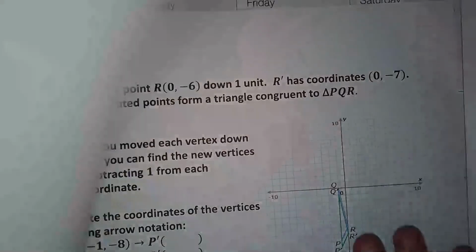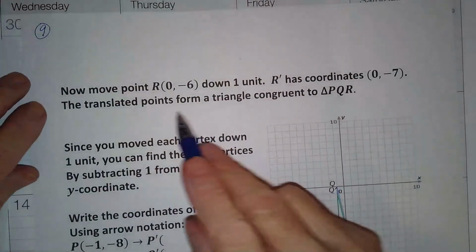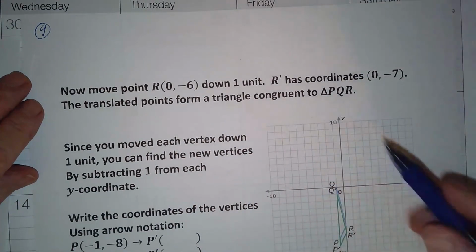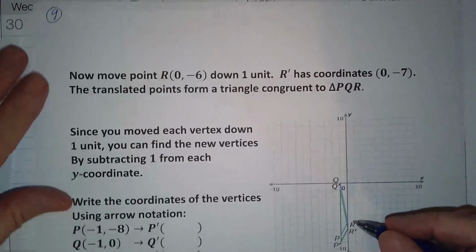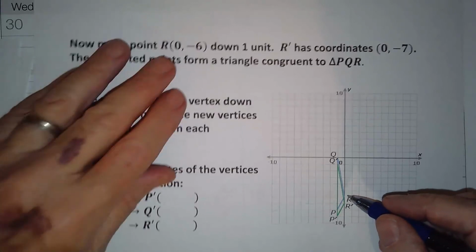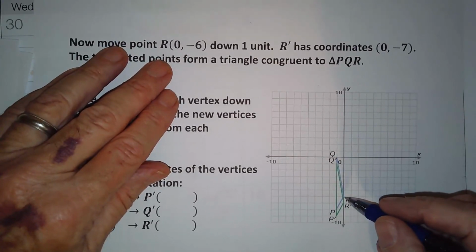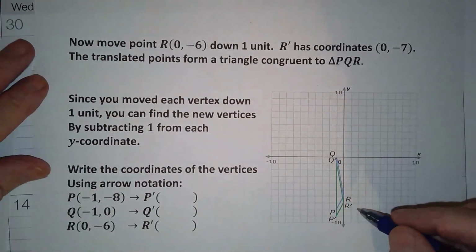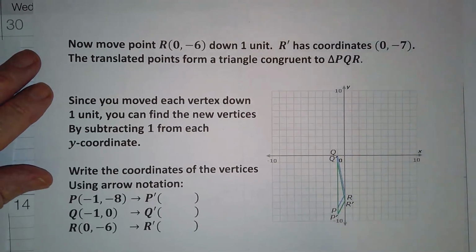And now you're going to move point R, which is at 0, negative 6, down 1 unit. It's on the y-axis. It's actually the y-intercept. X is 0, y is negative 6. But you move the y down 1 unit, that makes it negative 7. So R prime is negative 7.